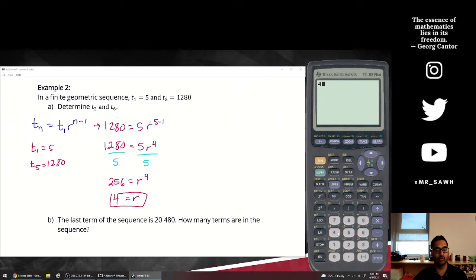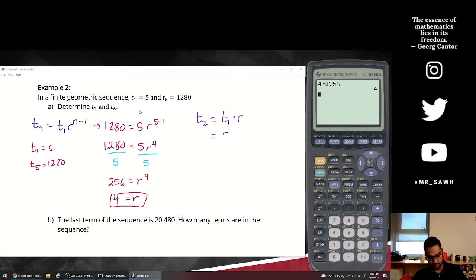So I'm going to hit a 4 first, and then my math button, and then I can pick option number 5 here, which will tell my calculator, hey, do the fourth root of this radicand, 256. There's my 4. Okay, so there's my ratio. Now that I have it, it's very, very nice to find out what the second term is, because I already know the first term. So T2 is equal to T1 multiplied by the ratio.